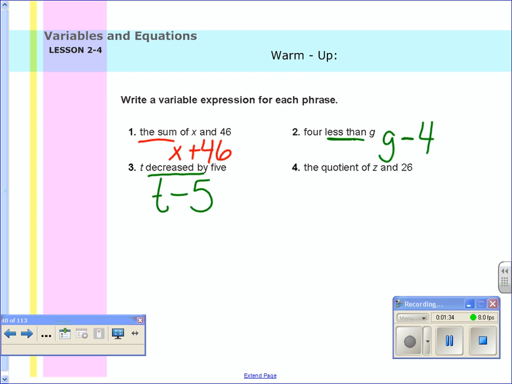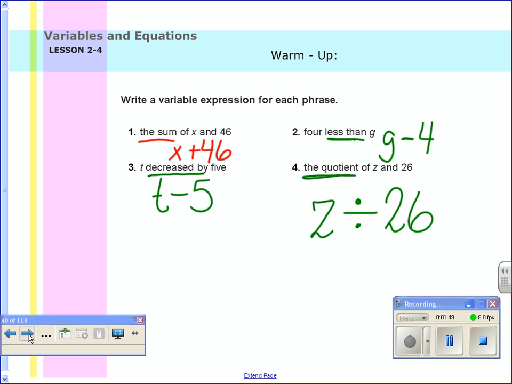The number 4, the quotient, which tells me to divide. And then again, when they just do the quotient, whatever they give you first comes first. Z and 26. So z divided by 26.